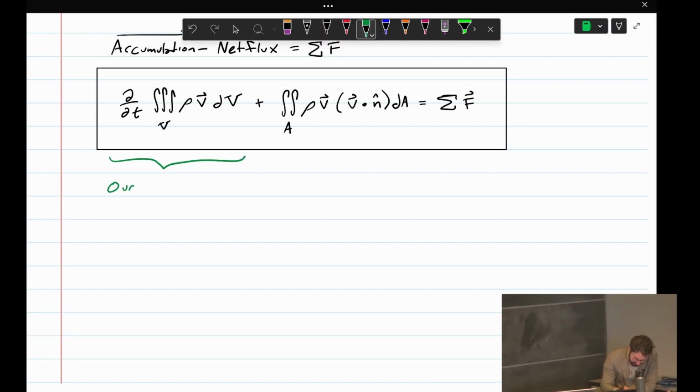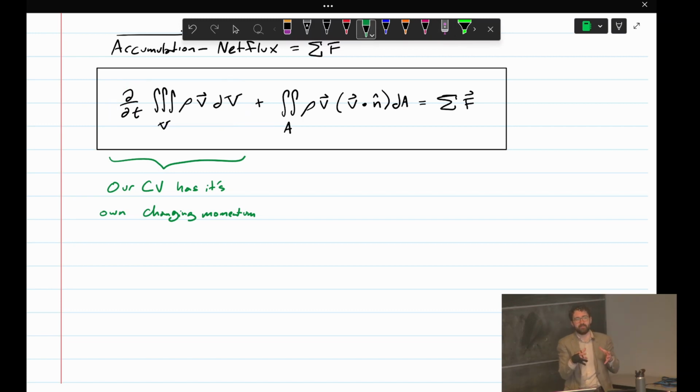So our control volume itself has a certain mass and a certain velocity. So our control volume can be moving. So our control volume has its own changing momentum. You'll notice that's a time derivative, so that will be 0 for steady state flow. But in general, the control volume is something that takes up space, so it has a certain momentum itself that we have to integrate to find.